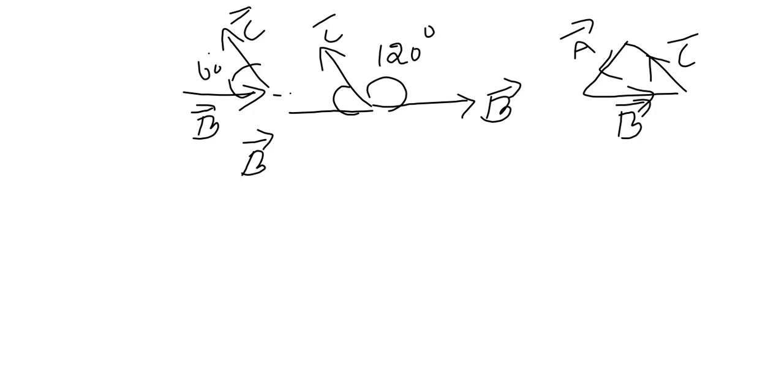So the angle between B bar and C bar is 120 degrees. Next one is angle between A bar and C bar.